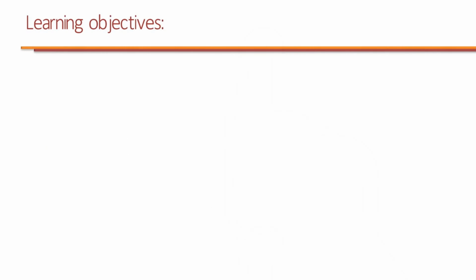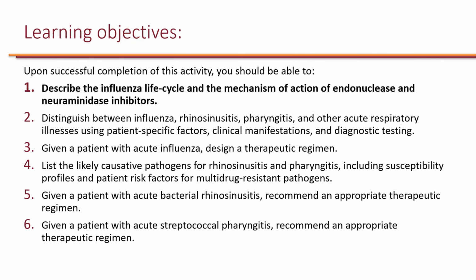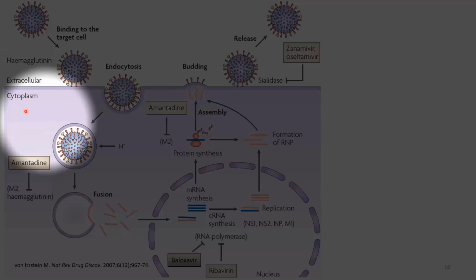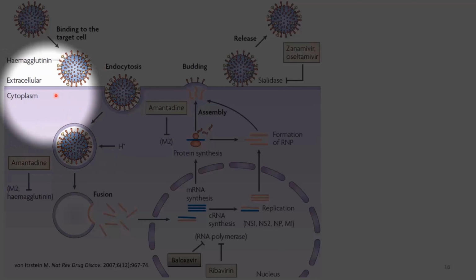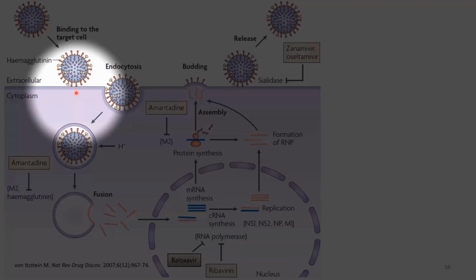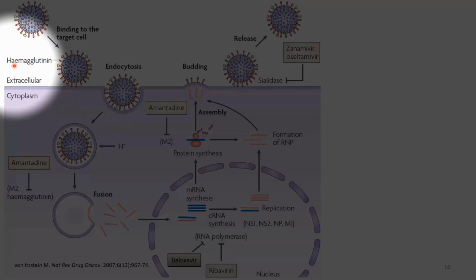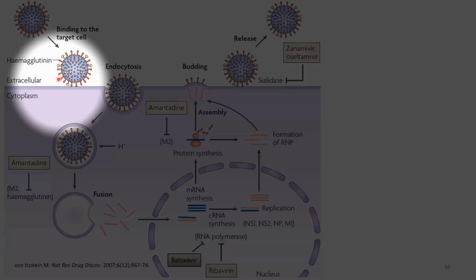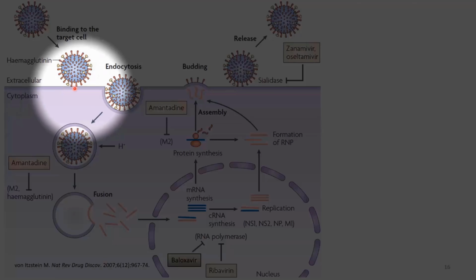The first learning objective is to describe the influenza life cycle and the mechanism of action of endonuclease and neuraminidase inhibitors. When we look at the life cycle of the influenza virus, it's important to know that epithelial cells of the host have receptors that are rich in sialic acid. Hemagglutinin on the envelope of the virus will bind to those sialic acid containing receptors.